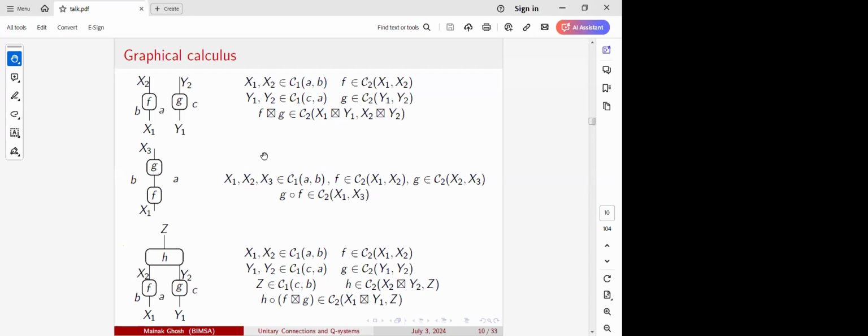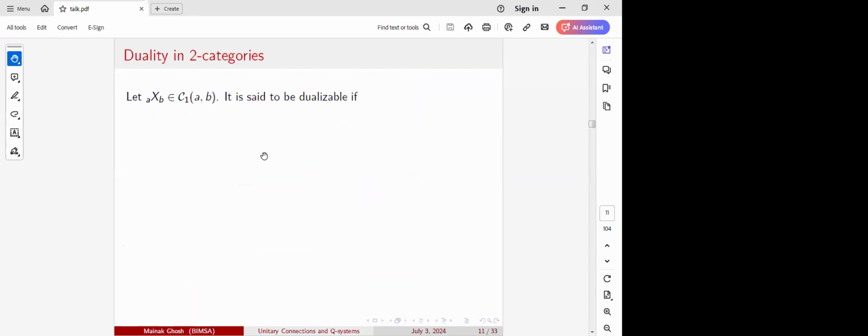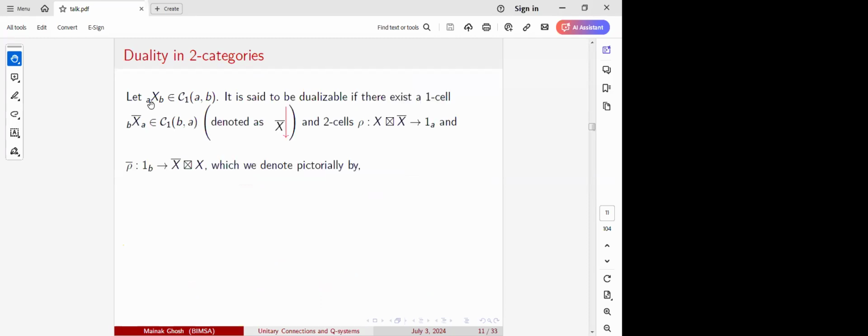Now, using this graphical calculus, I will explain the notion of duality in the context of 2-categories. So say we have a 1-cell X. Then this 1-cell X is said to be dualizable if you have another 1-cell X bar in the opposite direction, along with these 2-cells rho and rho bar, which we denote pictorially by these arcs. And these two arcs, they satisfy these equations. So these equations are those conjugate equations that were defined in the context of rigid C* tensor categories. So a 1-cell X is said to be dualizable if you have another 1-cell X bar in the opposite direction, along with these two arcs satisfying these equations.